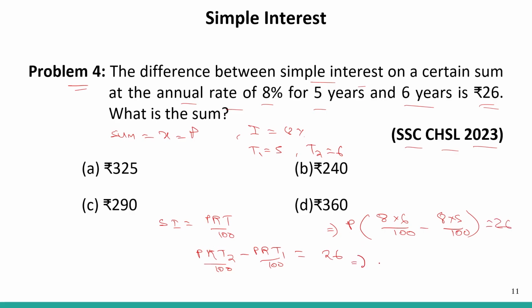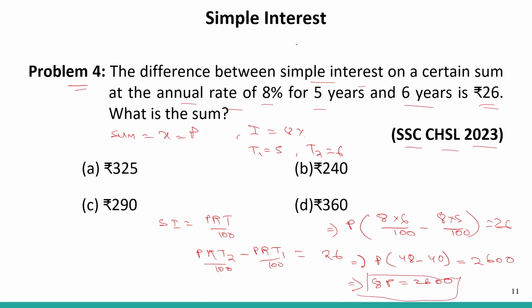So this implies that we can also write P into, so 8 into 6 is equal to 48 minus 8 into 5 is equal to 40, right? So we can take the common out from the denominator, and since we can reciprocate it on the RHS, what will be left with us is 2600, right? So this implies that 8P is equal to 2600. Okay, so you can see that we have converted the word problem into a simple algebraic mathematical problem, and we'll be solving this equation now.